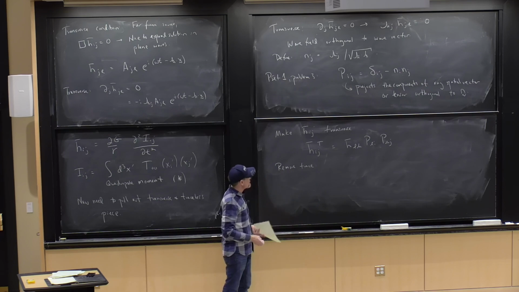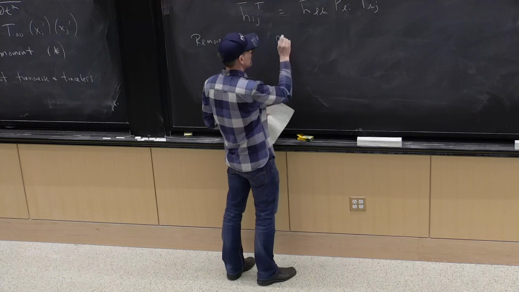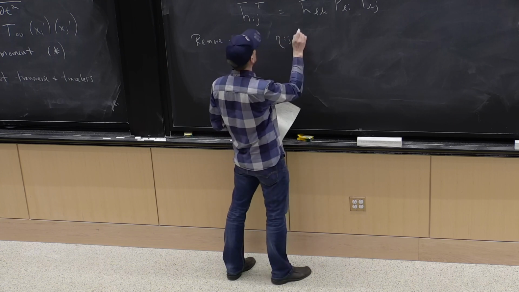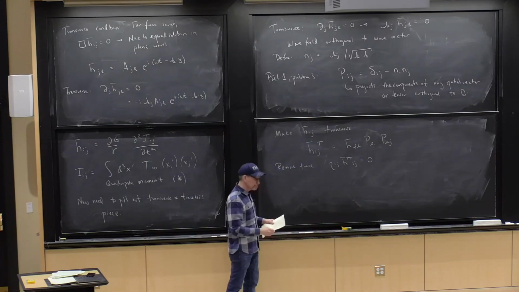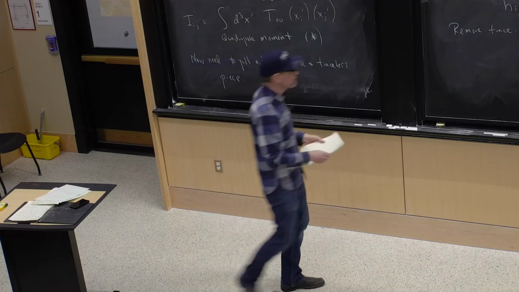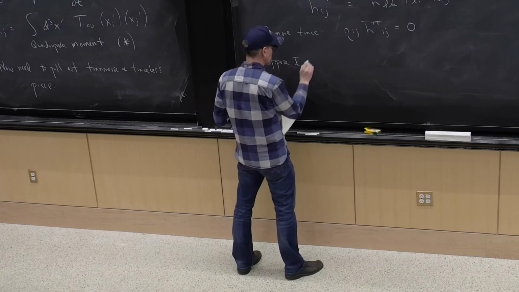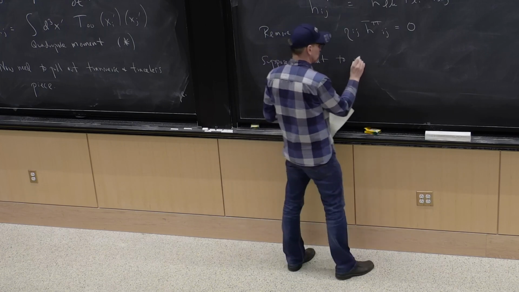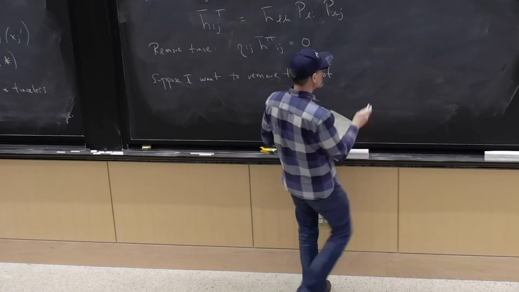If I take the trace on this guy, taking the trace amounts to, I am going to require that this be equal to 0. Now suppose I have some tensor that is not trace-free, and I want to remove its trace. I'm going to make this just a 2-index tensor.